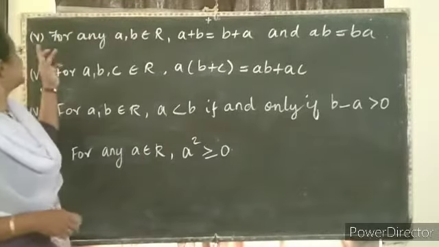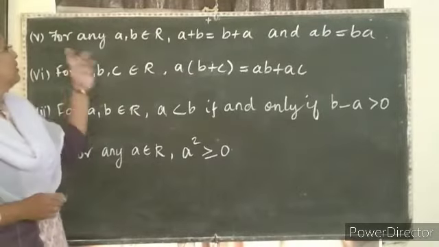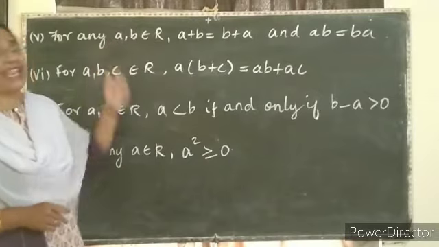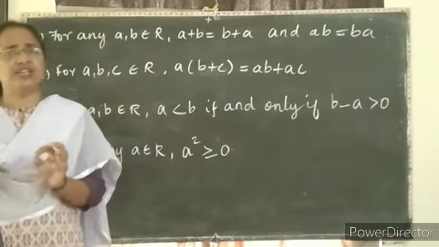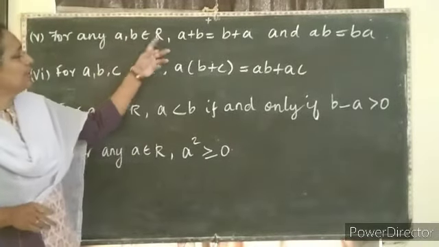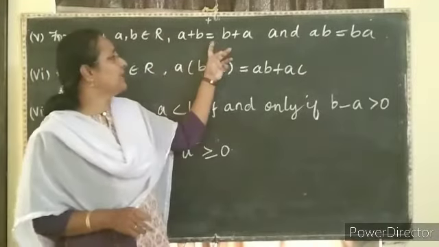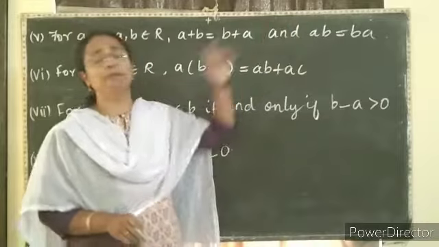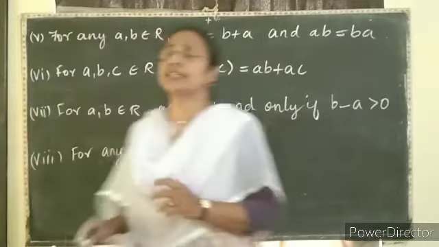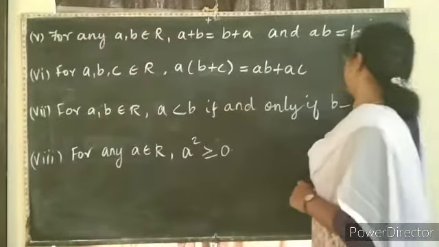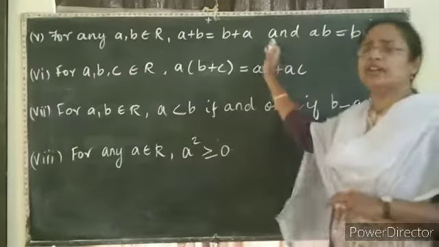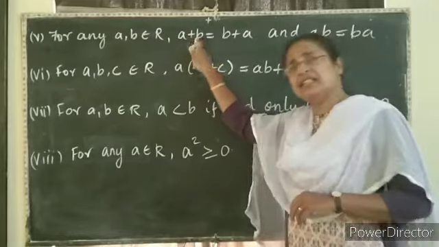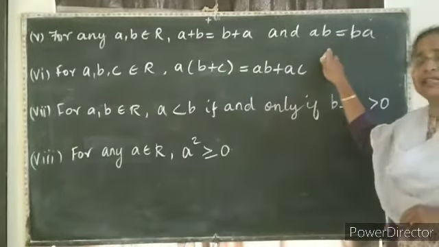Okay students, now let's discuss the 5th property. For any A comma B belongs to R. Now this A and B represents any number in general, isn't it? A comma B belongs to R. A plus B is equal to B plus A, and A into B is equal to B into A. Okay, now look into this. We already know this is the commutative property. Commutative property over addition and commutative property over multiplication.